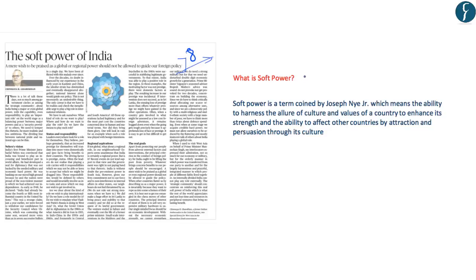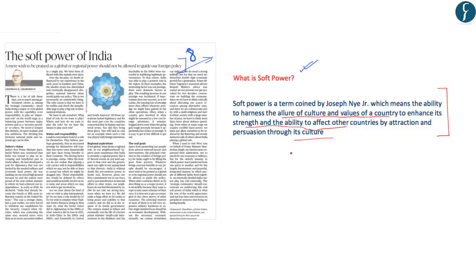First of all, let us understand this concept of soft power. Soft power is a term coined by Joseph Nye Jr., which means the ability to harness the allure of culture and values of a country to enhance its strength and the ability to affect other countries by attraction and persuasion through its culture. Thus, this is the concept of soft power.